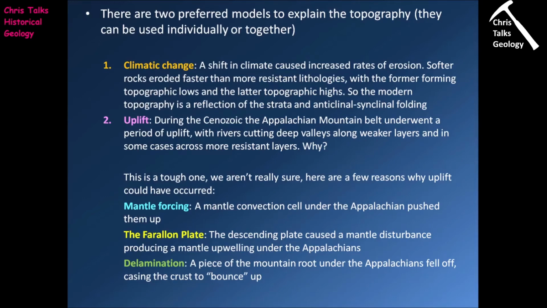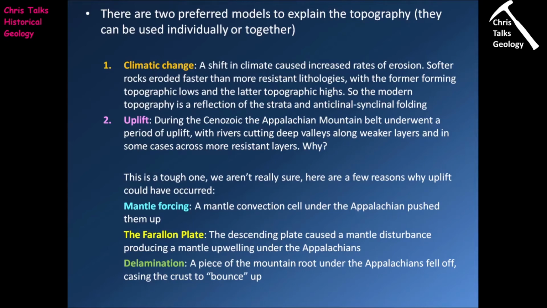The final option is delamination, which we've already touched on. In the case of delamination, the possibility is that the bottom of the continental lithosphere under the modern-day Appalachian hills fell off. And so the lithosphere underneath the Appalachians suddenly became thinner and lighter, and so this is literally going to cause it to bounce up.